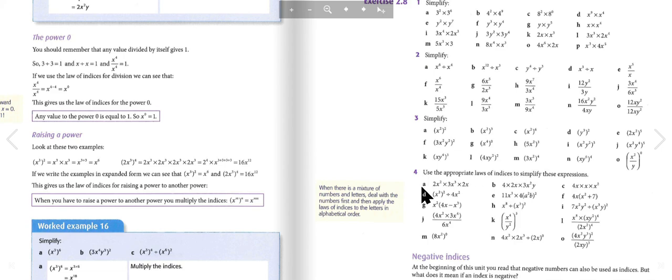Question 4. Choose the appropriate laws of indices to simplify these expressions. 2x squared times 3x cubed times 2x. 4 times 2x times 3x cubed y times 3x squared y. 4x times x squared.